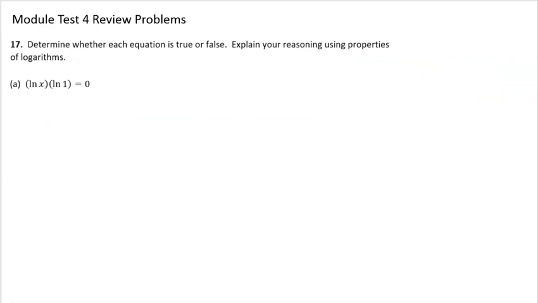Alright, natural log of x times the natural log of 1 equals 0. We're supposed to determine is this true or false. You need to be able to explain either way if I ask you about a true or false. And this one's actually true. But why do I know it's true?